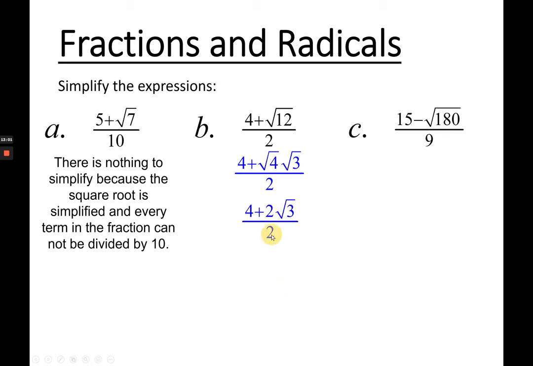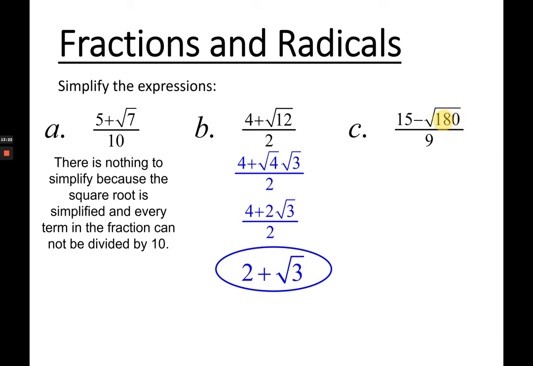Now, you can actually divide. 4 divided by 2 is 2. 2 divided by 2 is 1. So, 1 comes with the square root of 3, or just the square root of 3. That's how easy it is. If your problem looks like this, it's just a lot of work on the simplifying.